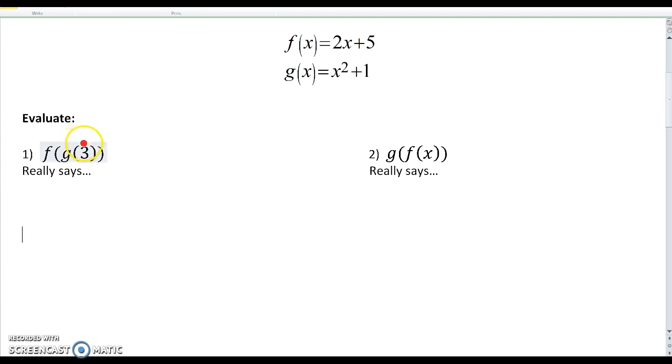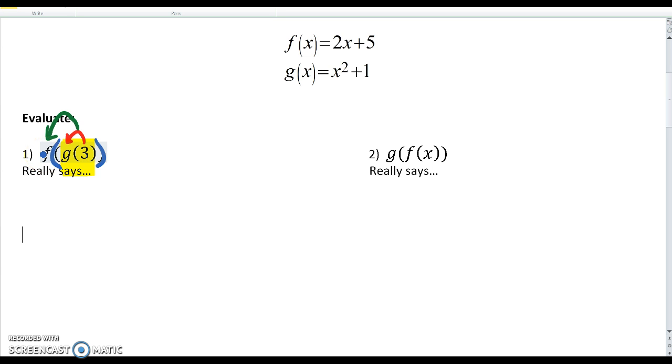So this still says you're going to take 3 and plug it into g, but then f being on the outside says whatever you get from that, you're going to plug into f. Or really, the input of f is whatever g of 3 is, because f's parentheses are here, and g of 3 is inside them. So the input into f is g of 3. I really like this arrow thing. It gives a nice illustration. 3 goes into g. Whatever you get there goes into f.